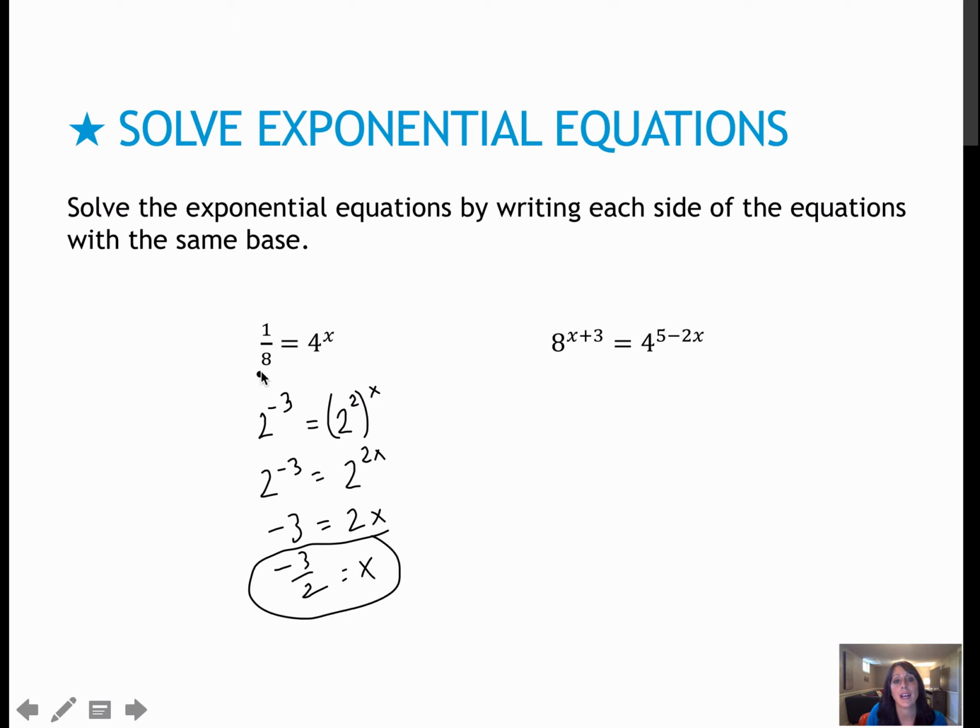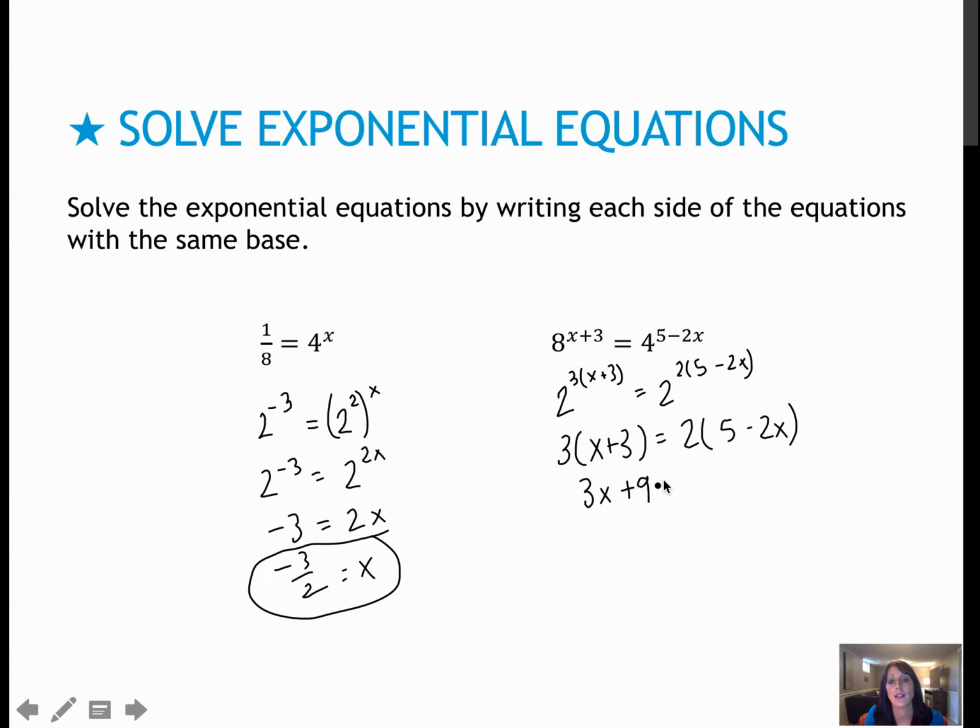Over here, same idea, I have 8 and 4. 8 is the same as 2 cubed, and 4 is the same as 2 squared. Notice what I'm doing is I'm writing the existing exponent in parentheses to remind myself that when I do drop the base, I do have to end up multiplying the new value by the other values that were there. So when I drop the base, I get 3 times x plus 3, and I get 2 times 5 minus 2x. Of course, I'll distribute the 3 to get 3x plus 9, and the 2 to get 10 minus 4x.